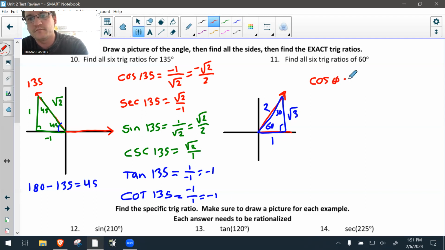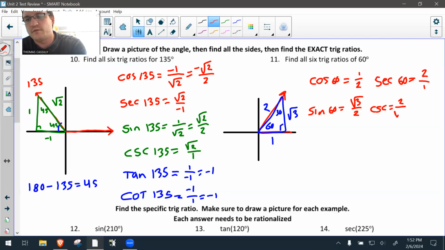So the cosine of 60 equals the adjacent over the hypotenuse. That means the secant of 60 is the reciprocal, 2 over 1. The sine of 60 is square root of 3 over 2. So the cosecant is 2 over the square root of 3, which gives us 2 radical 3 over 3.